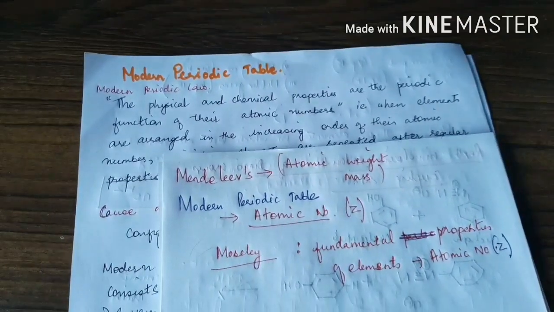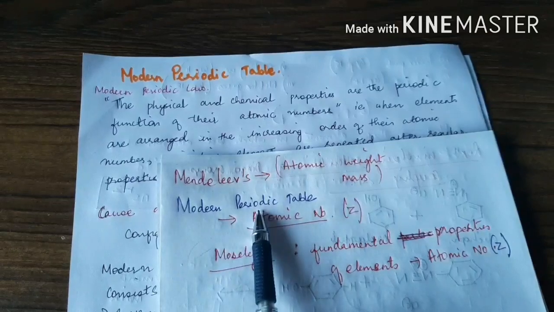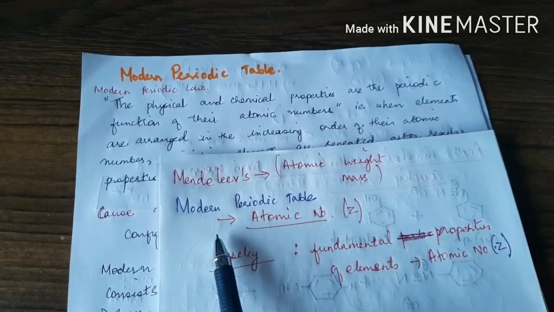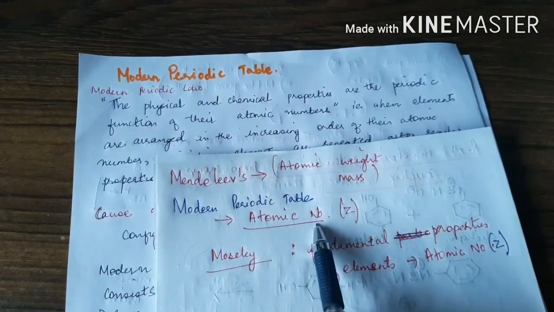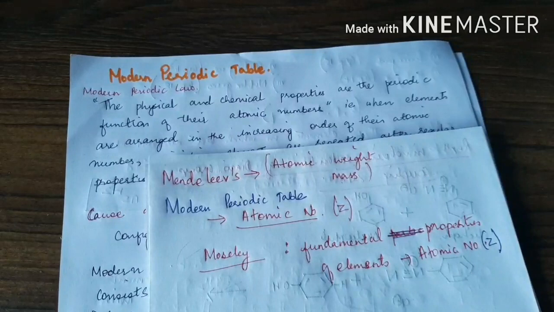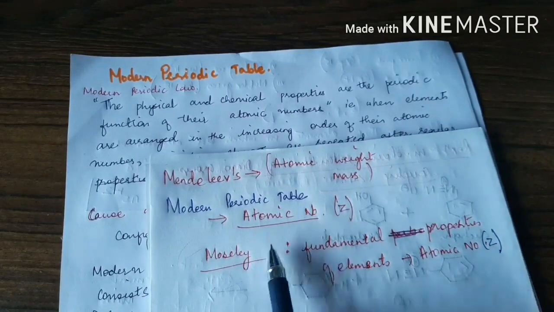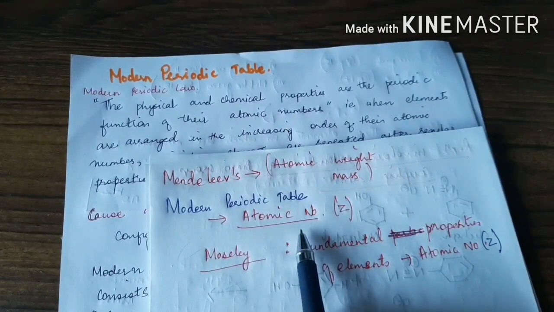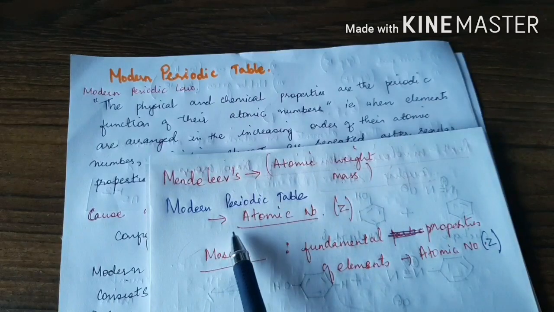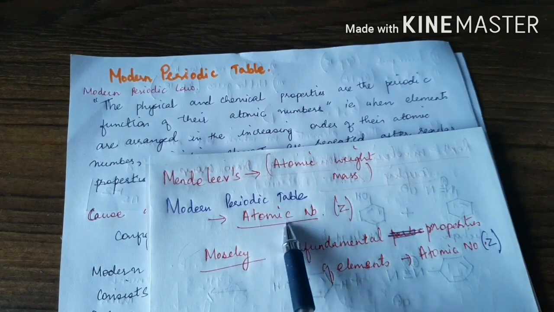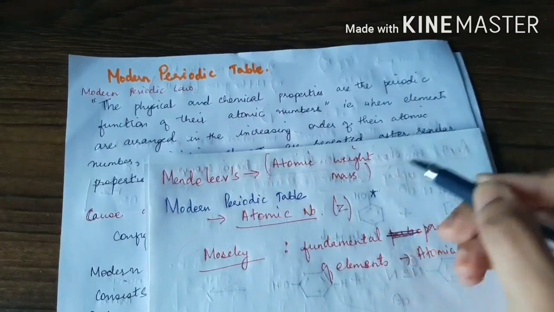Now the modern periodic table is the periodic table we see today. You have seen the periodic table chart. The modern periodic table is based on the arrangement of elements in the increasing order of atomic number. Atomic number is represented by the letter Z. An atomic number is the number of protons, or the number of electrons in a neutral atom. So in the modern periodic table, elements are arranged in the increasing order of atomic number. Very important, this one.